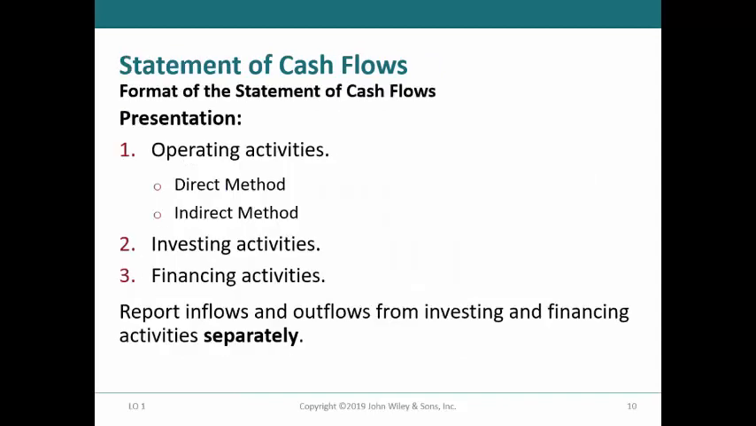As we mentioned earlier, there are 3 sections to the statement of cash flows: operating, investing, and financing. There are also 2 methods for presenting the operating activities section: the direct and the indirect methods. The FASB favors the direct method but allows the indirect method. The indirect method is used by more companies because it is generally easier for them to prepare. Also, as we have mentioned in a previous slide, the inflows and outflows of cash in the investing and financing activities sections are shown separately. They should not be netted.